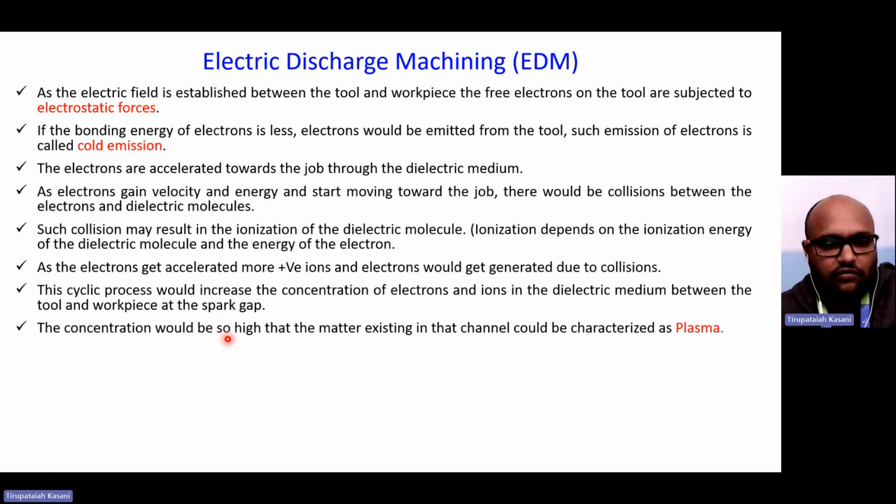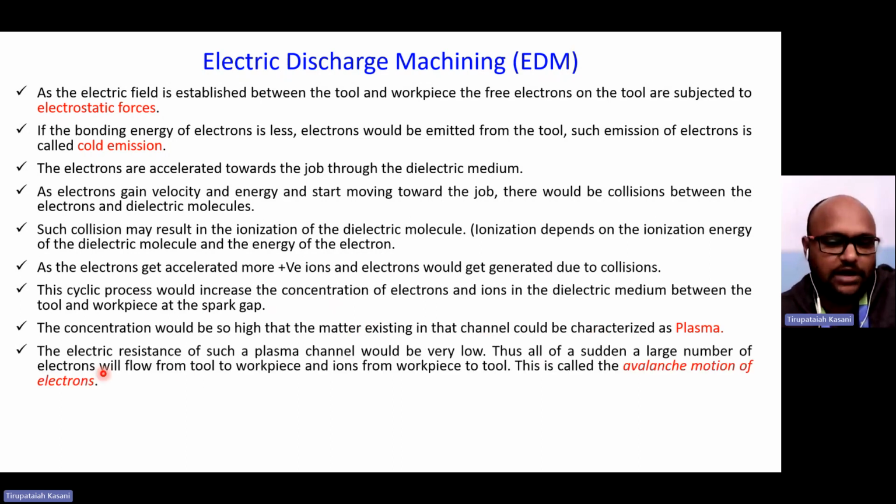The concentration would be so high that the matter existing in the channel could be characterized as plasma. Whatever the gap that is there between the tool and the workpiece, we can call it plasma when a high number of positive and negative ions are accumulated, a highly energized plasma. The electric resistance of such a plasma channel would be very low. That is the reason why, it further results in the generation of the spark in the plasma region.